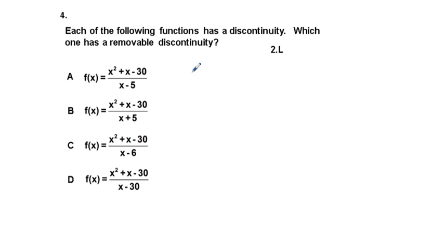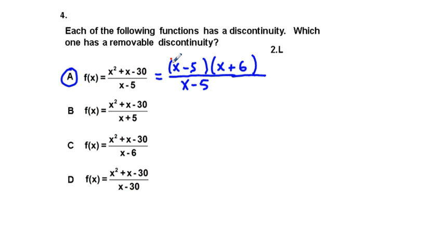And last, I want to demonstrate algebraically how we can remove the discontinuity. We've already determined that A is the correct answer. We have x minus 5 in the denominator, and in the numerator we can write x squared plus x minus 30 as quantity x minus 5 times quantity x plus 6. And we can algebraically remove this x minus 5 over x minus 5, leaving us with this x plus 6.